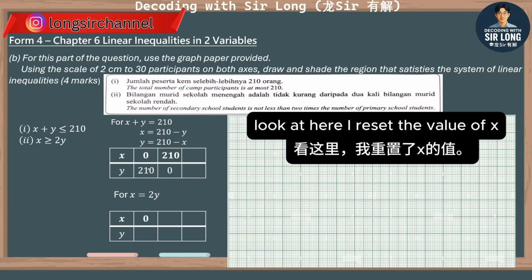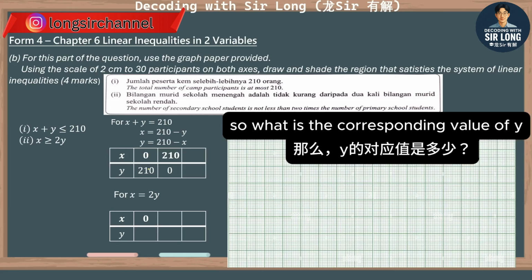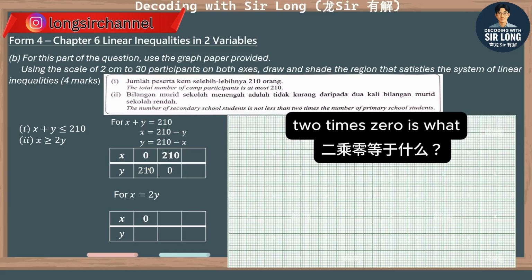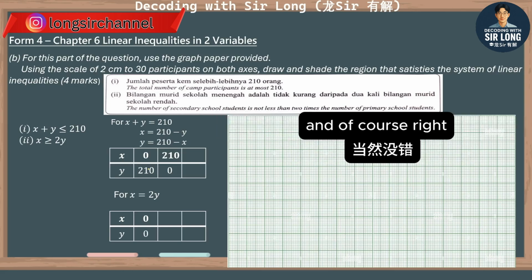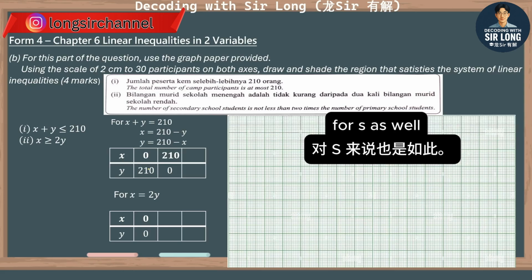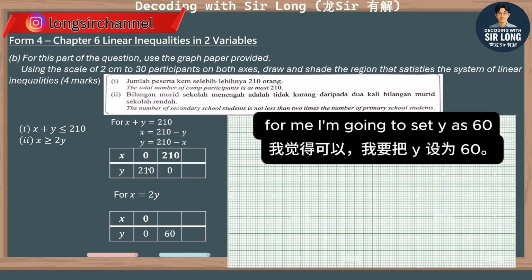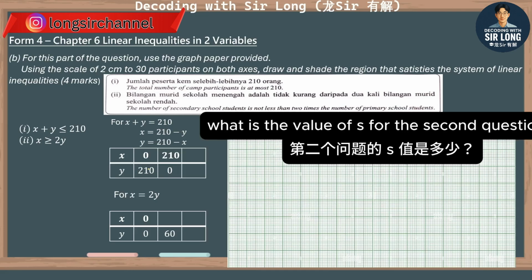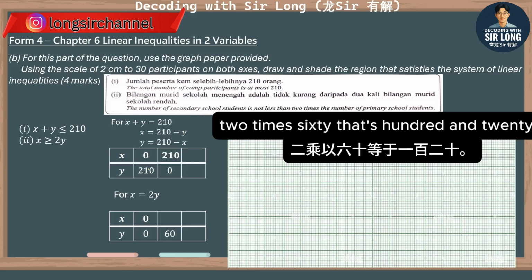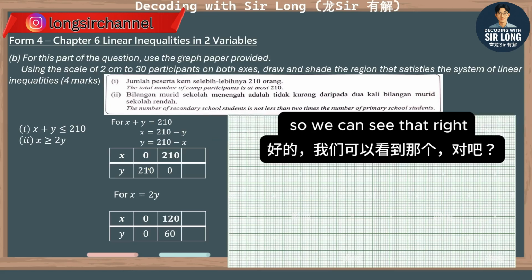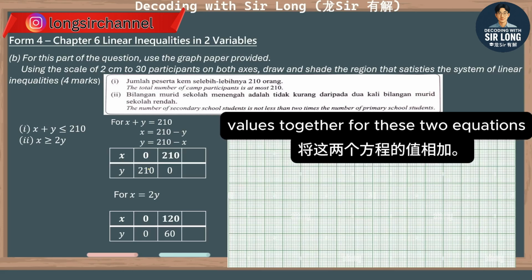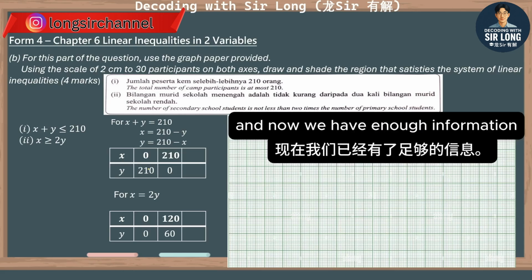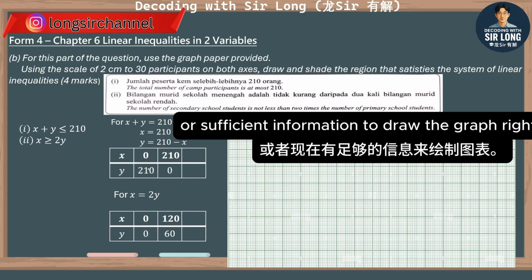Look at here, I already set the value of s, which is 0. So what is the corresponding value of y? 2 times 0 is what? Obviously, this is primary mathematics, right? Which is 0. And of course, we are going to substitute another value as well. For me, I'm going to set y as 60. If y is 60, what is the value of s for the second equation? 2 times 60, that's 120. So we are able to find the two pairs of s and y values for these two equations. Now we have sufficient information to draw the graph.